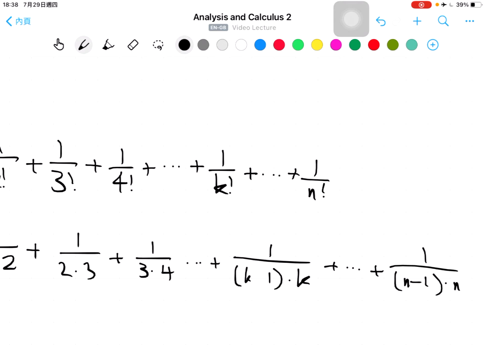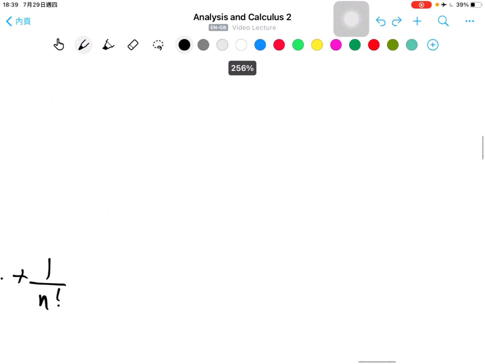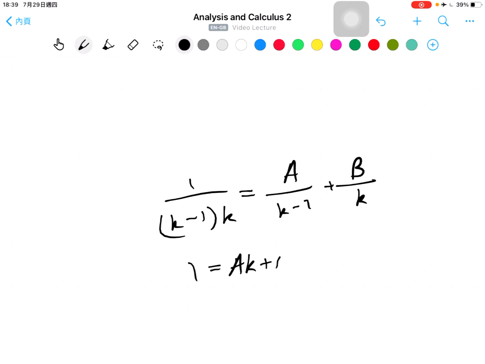Now this is much better looking because we can do partial fractions. Let's deal with a more general case. What is this equal to? You know partial fractions, you know 1 over k minus 1 times k should be broken up into a over k minus 1 plus b over k. Multiply by the denominator here, and we get 1 equals ak plus b times k minus 1.